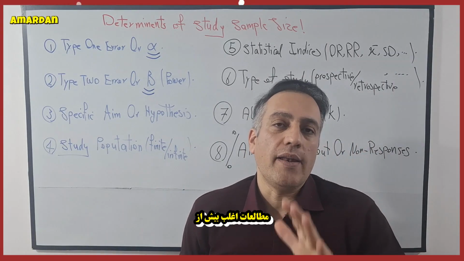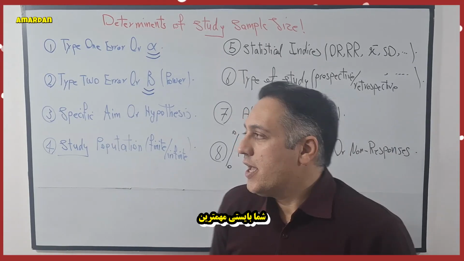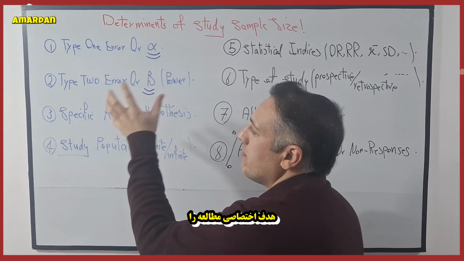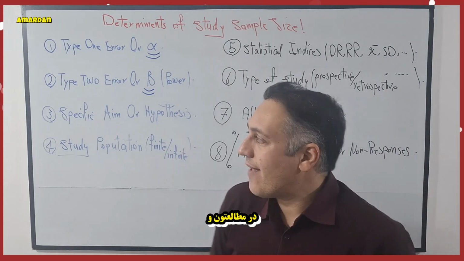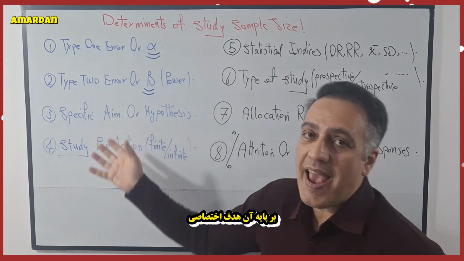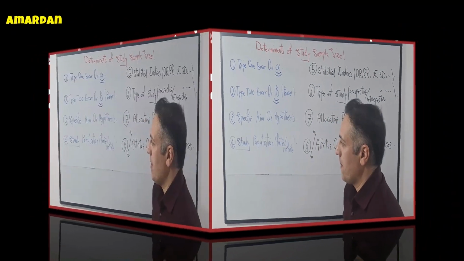Studies have more than one specific aim, but to compute sample size, you have to select the most important specific aims in your study and compute sample size based on these selected specific aims.